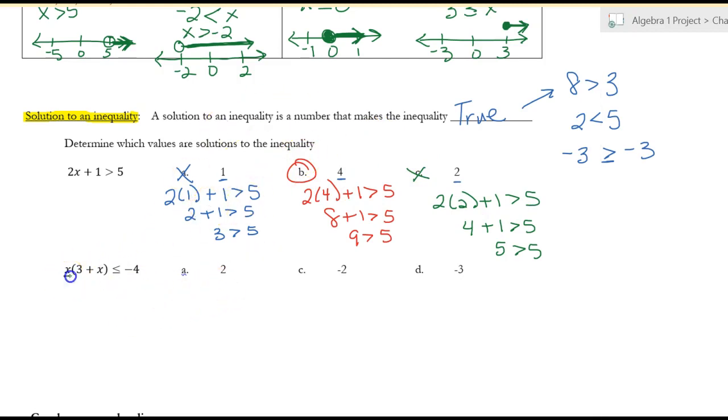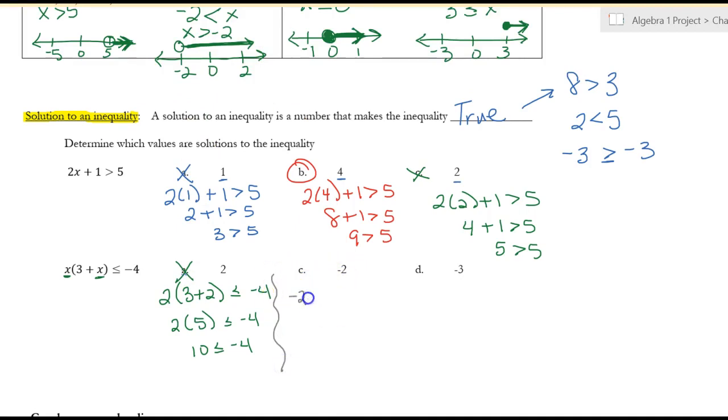Now this one has 2 x's, so I have to plug it in twice. So it'll be 2 parentheses 3 plus 2 is less than or equal to -4. So that's 2 times 5 which is 10. 10 is not less than or equal to negative 4, so this one does not work. Okay, let's try another one.